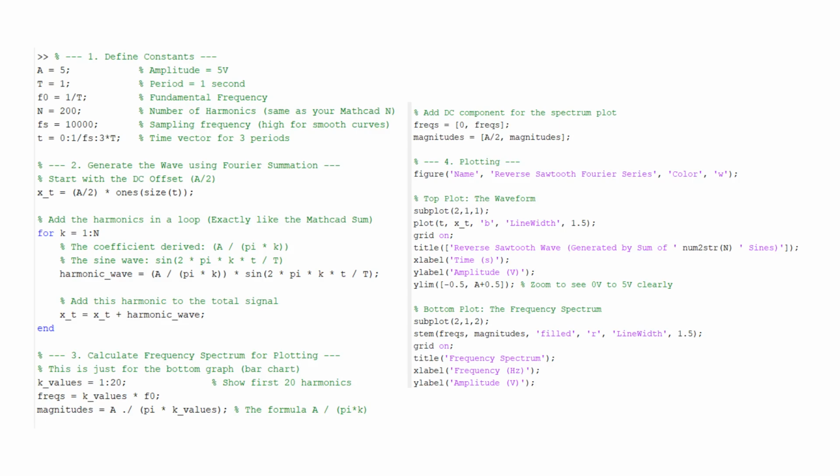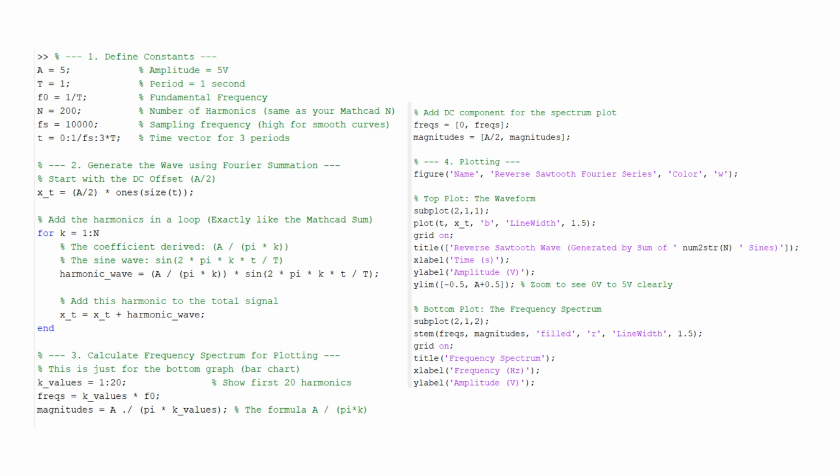A high sampling frequency is used to accurately represent the signal, and the time vector is defined over 3 periods so we can clearly observe the periodic behavior. Next, we initialize the signal with its DC offset. From our Fourier derivation, we know that the average value of the waveform is A over 2, so we start the signal from this constant term. We then add the harmonic components using a loop. Each iteration computes one sine harmonic using the coefficient A over pi k, multiplied by sine of 2 pi k t over T. This is exactly the trigonometric Fourier series derived earlier.